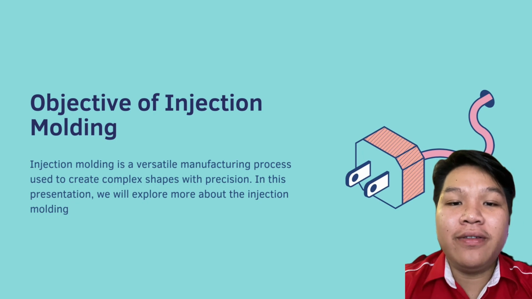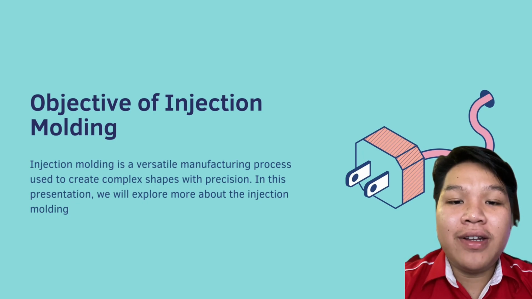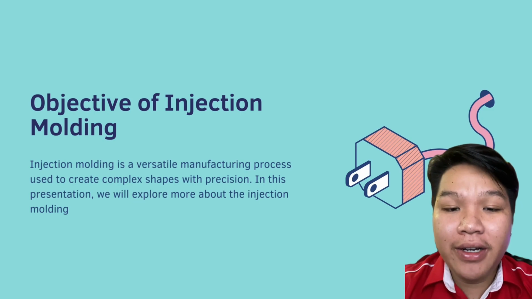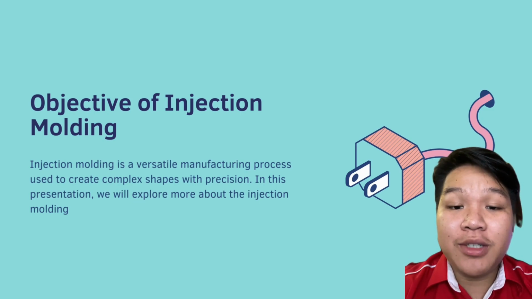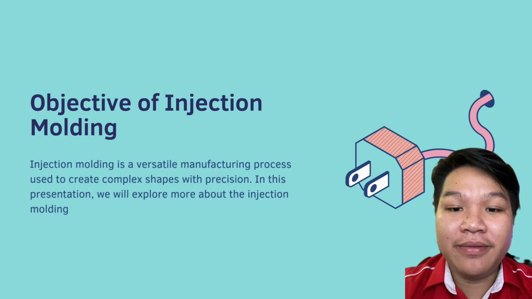For the objective, injection molding is a versatile manufacturing process used to create complex shapes with precision. In this presentation, we will explore more about injection molding.